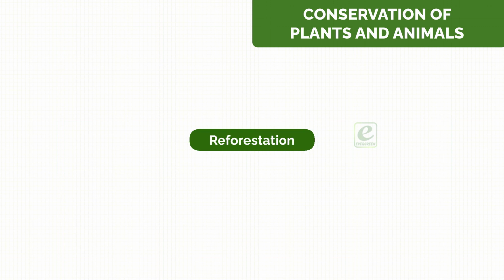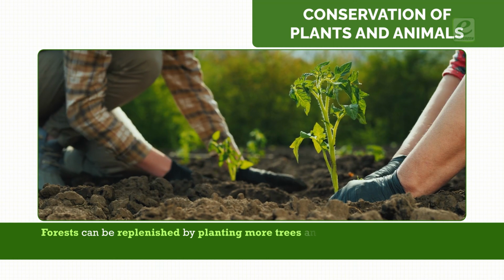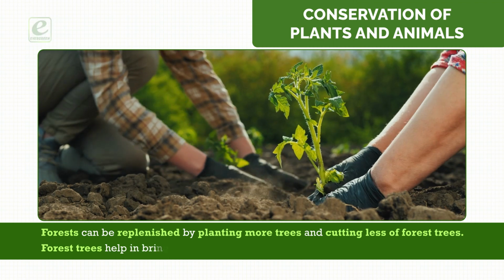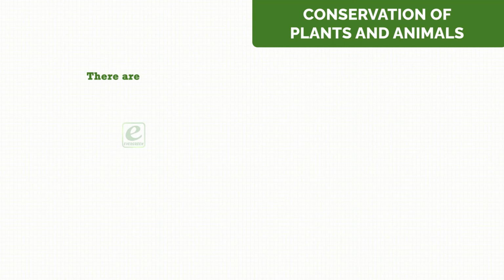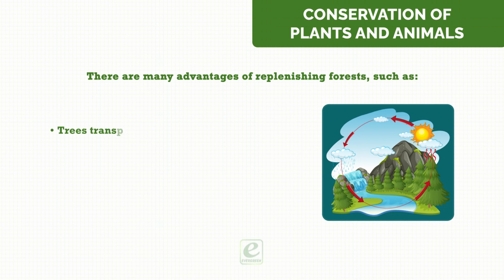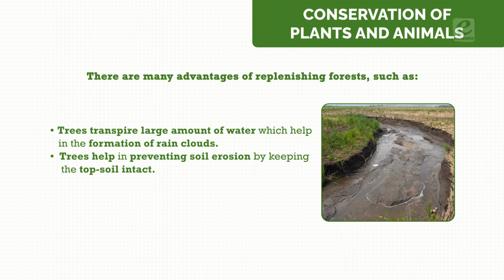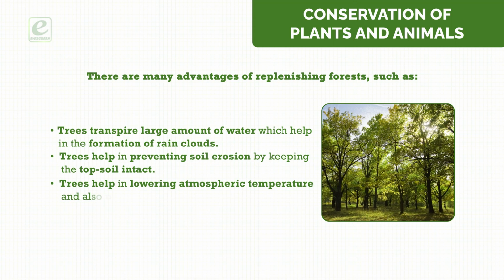Reforestation. Forests can be replenished by planting more trees and cutting fewer forest trees. Forest trees help in bringing sufficient rainfall on the earth. There are many advantages of replenishing forests, such as trees transpire large amounts of water, which helps in the formation of rain clouds. Trees help in preventing soil erosion by keeping the topsoil intact. Trees help in lowering atmospheric temperature and also in purifying the air.